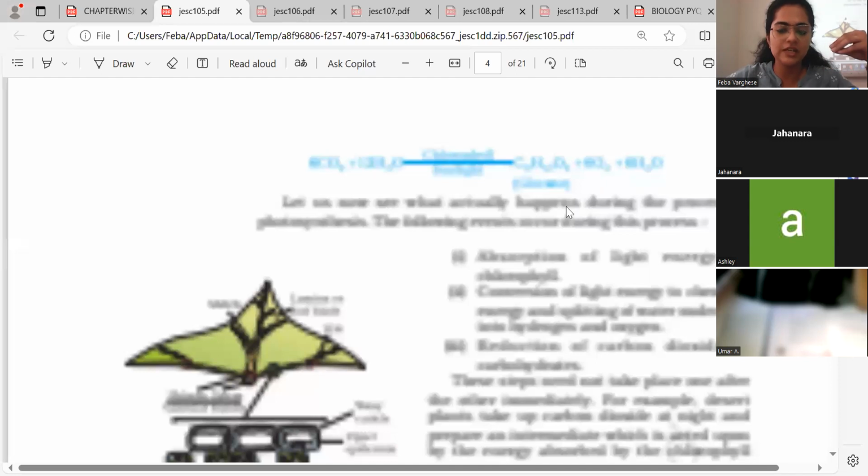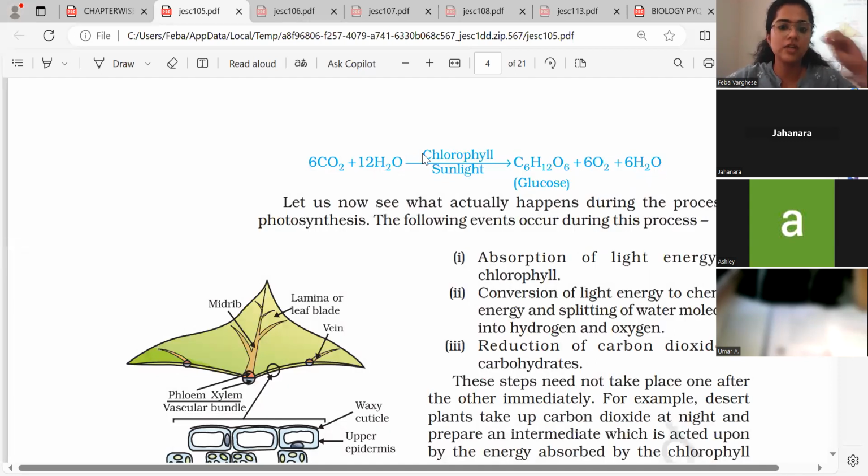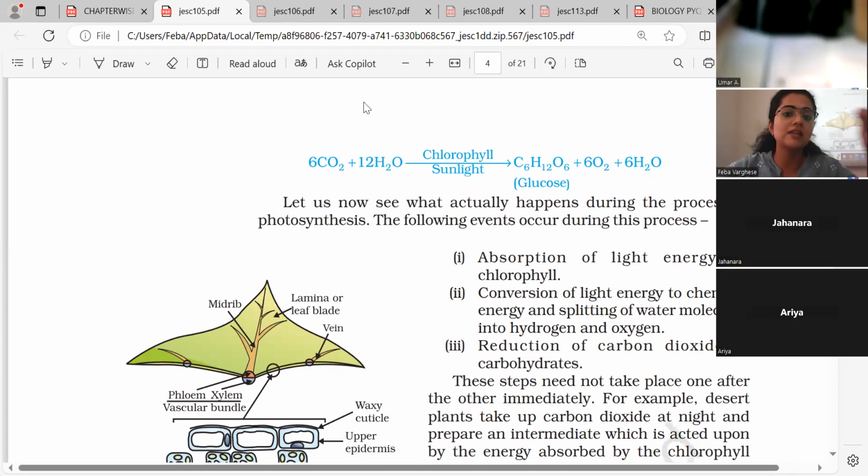Now, the next page is really important. Lots of questions from that page, okay, about the word equation and the chemical equation. If they're asking you to write the word equation, just write the word equation, okay? And if they're asking you to write the chemical equation, write the balanced chemical equation for photosynthesis. Yes, Umar?